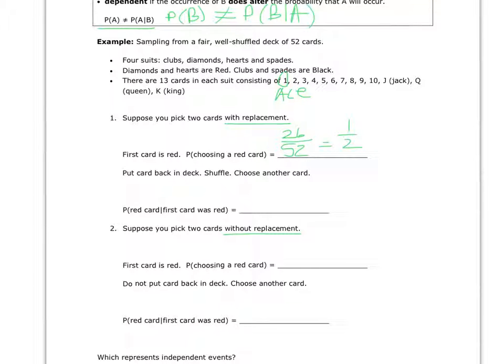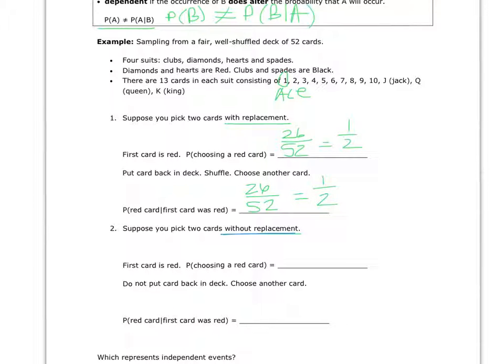All right, now let's say we put that card back in the deck, we shuffle and we choose another card. Now, what is the probability of choosing a red card with the second one given the first card was red? Well, we put the card back, so we have the same probability, 26 over 52, so 1/2.